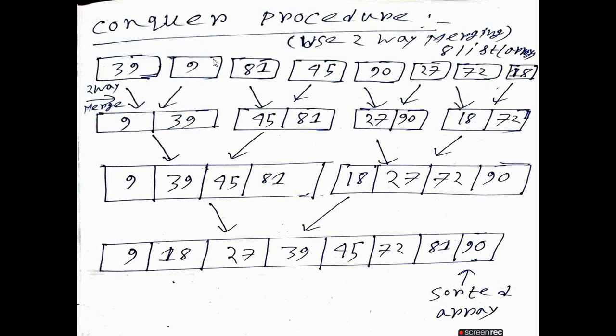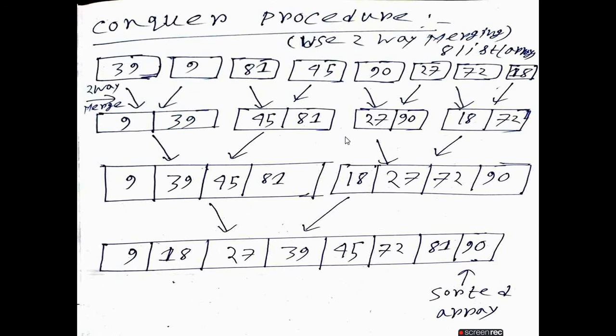Next, performing the two-way merging here. Compare 81 and 45: 45 is smallest, so 45 is inserted first, then 81. This is another array. Again apply two-way merging to 90 and 27: 27 is smaller, 90 is greater, so first 27 is inserted, then 90. Then apply two-way merging to 18 and 72: 18 is inserted first, then 72. Now these are the arrays.